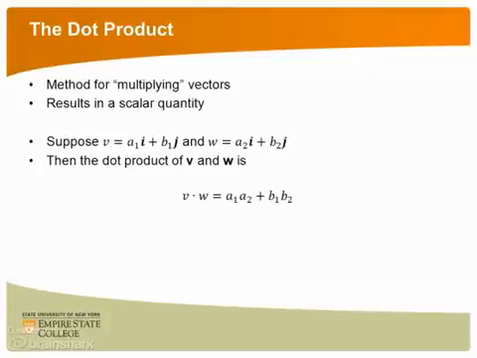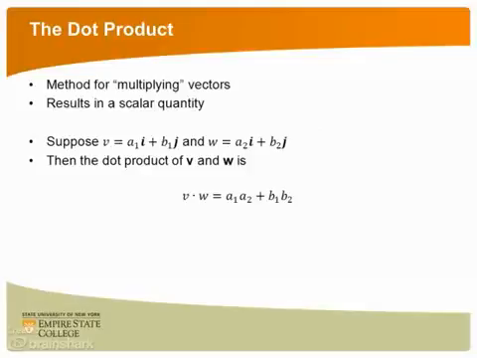In an earlier resource, we considered scalar multiplication of vectors, in which we multiplied a scalar quantity by a vector. There is also a method for "multiplying" two vectors, called the dot product. While scalar multiplication resulted with a vector answer, the dot product yields a scalar quantity for an answer.